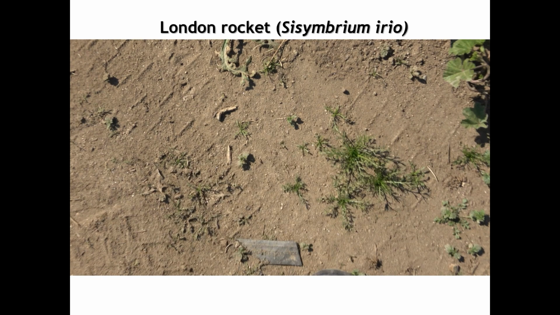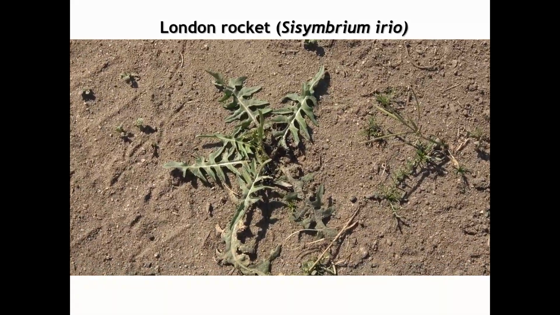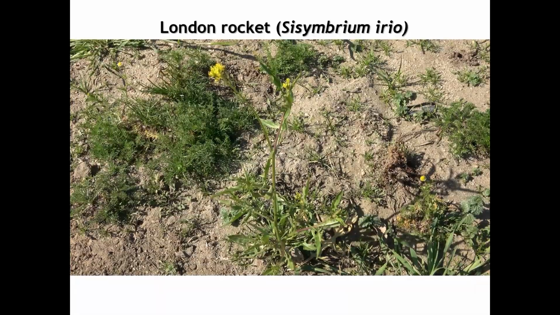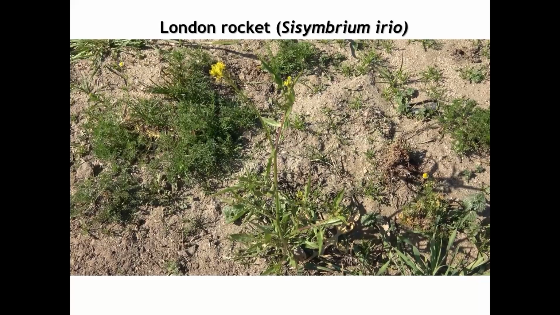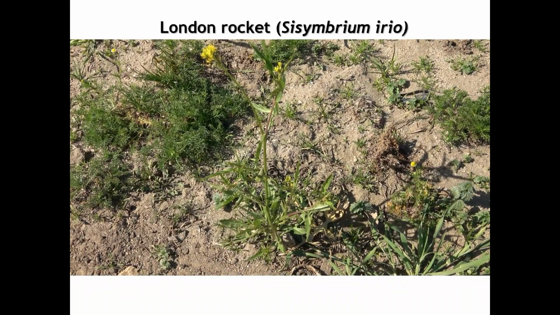Let's look at a London rocket plant. This is one of the mustards, and you can see the characteristic shape of the leaf, and probably that's how it gets its name, London rocket. And at the flowering stage, again, if you look closely, it can look similar to any other mustard plant, but the most identifying feature is the leaf shape.